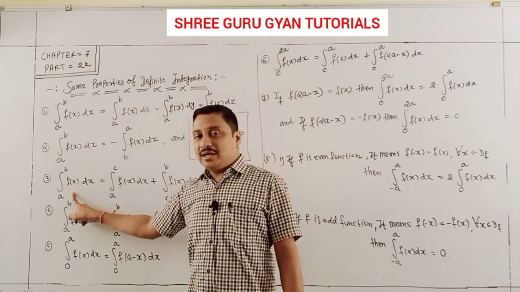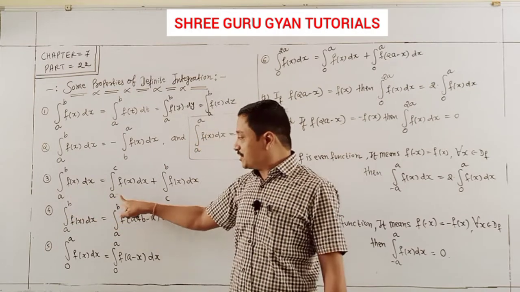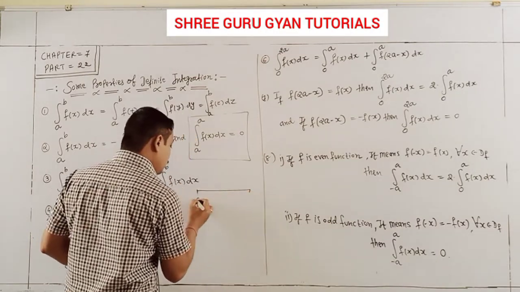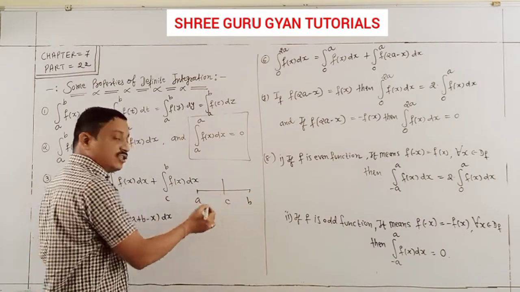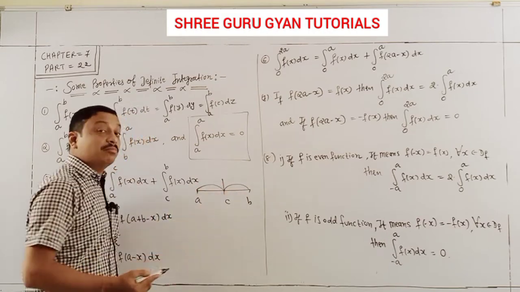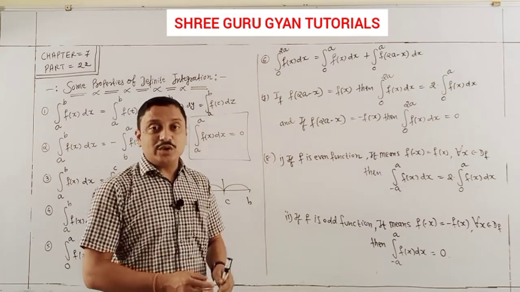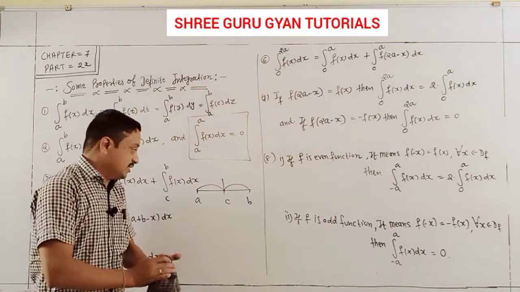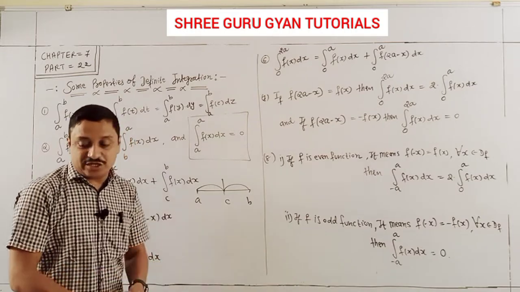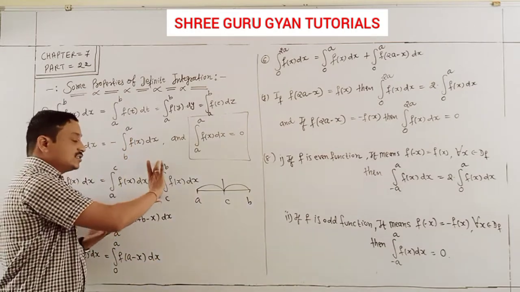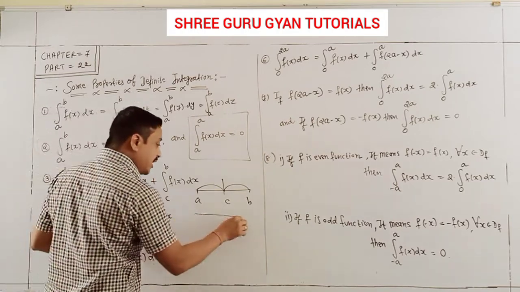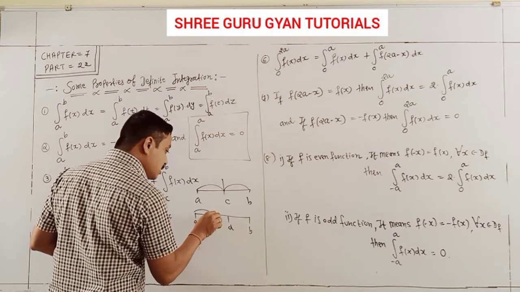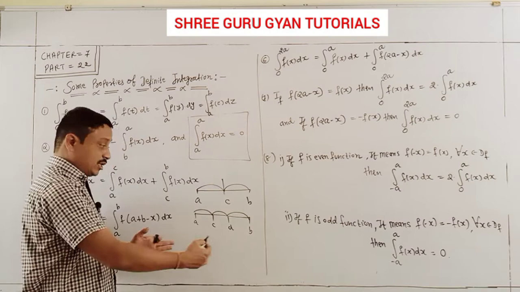Next, third: a to b, you go into partitions a to c and c to b. Look at that, you have a to b here. You make a partition with any one constant c between a and b. So a to b is converted into a to c and then c to b. Yes, students, so there are two partitions. The function must be continuous on a to c and c to b. Sometimes you also take more partitions: a to c, c to d, d to b. That is also true. More than 2 partitions are also possible.